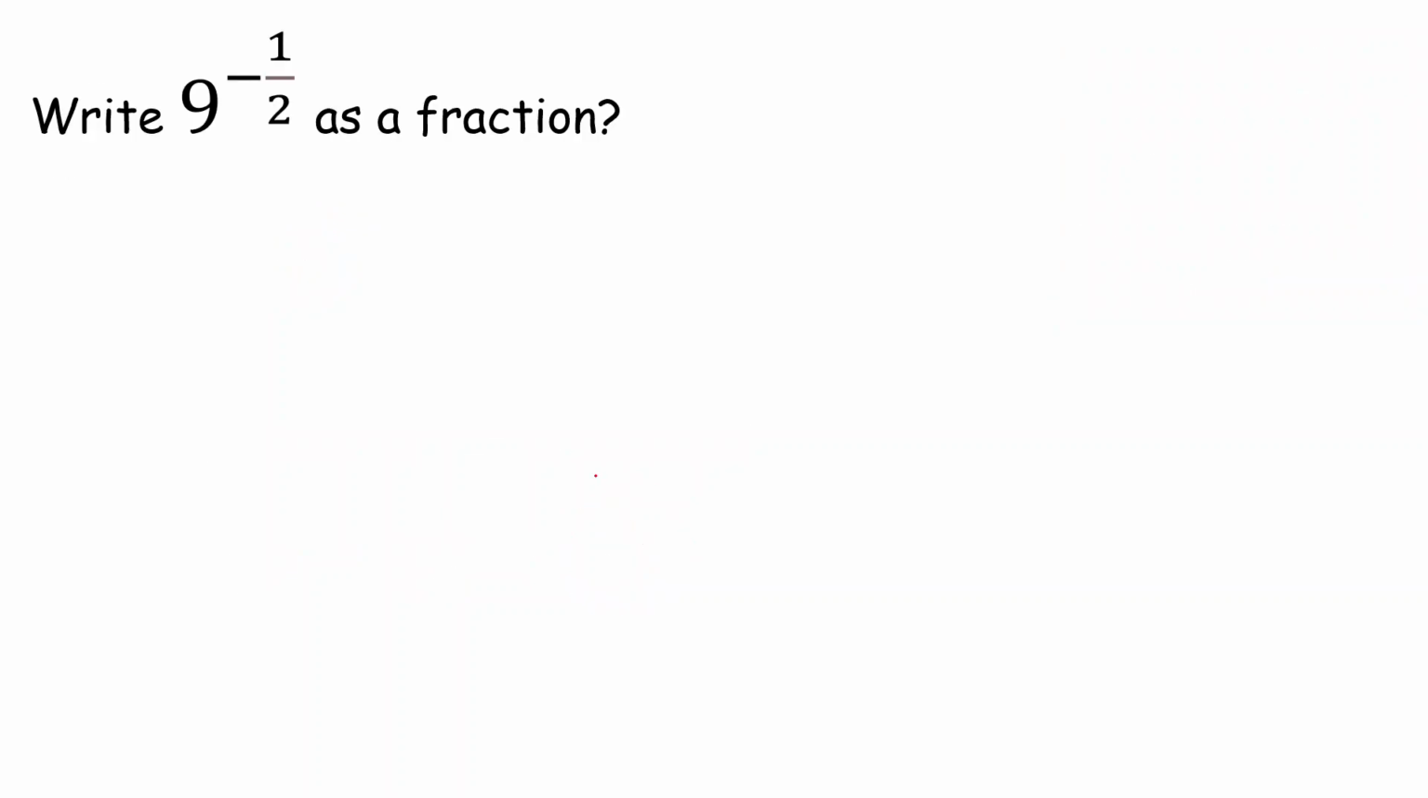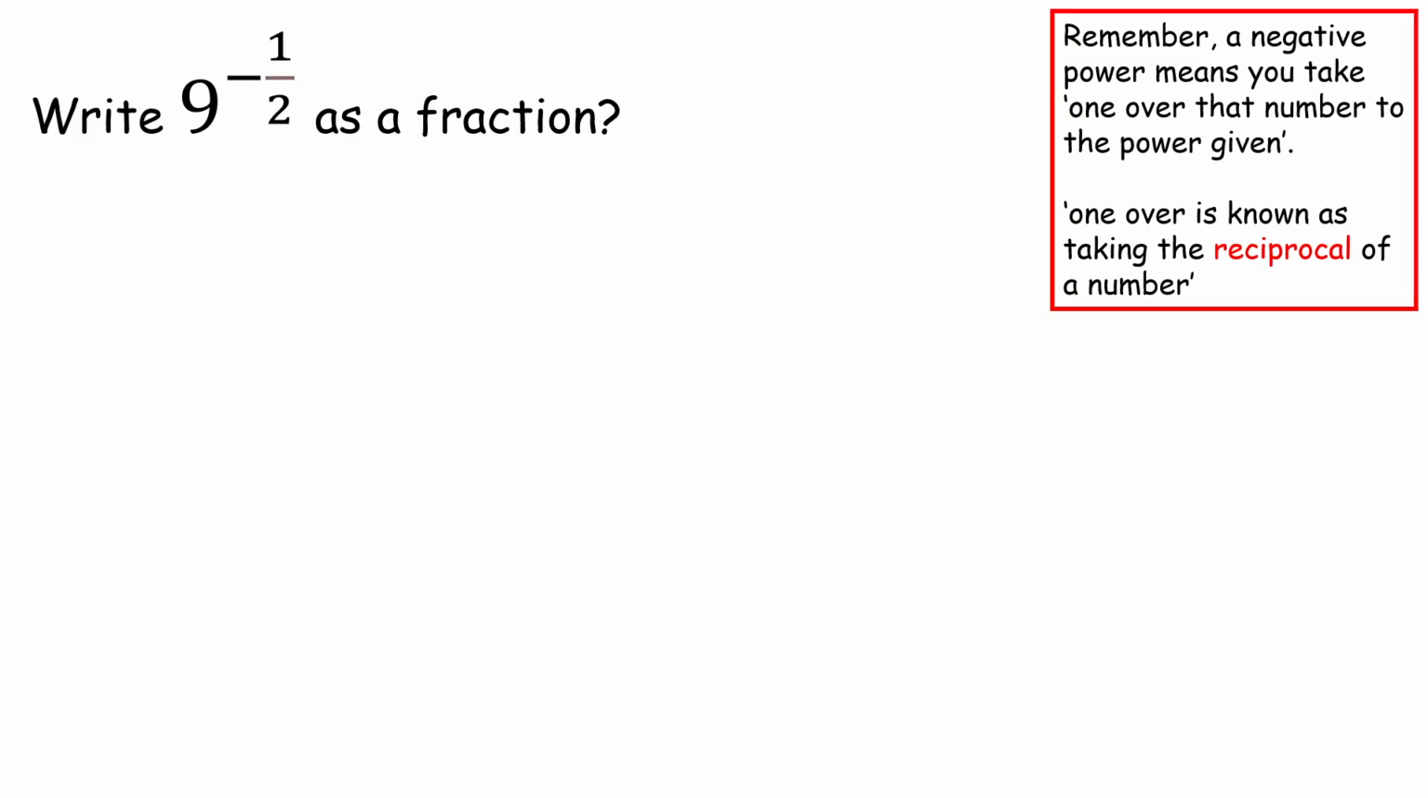Now, here you've got 9 to the power of negative 1 over 2. Let's look at it again straight away. If you see a negative power, that means first of all you do 1 over your number and you put it to the power that is given, as we can see up here. Now the power given here is 1 over 2, and we know from the previous video how to evaluate an indice with a fractional power.